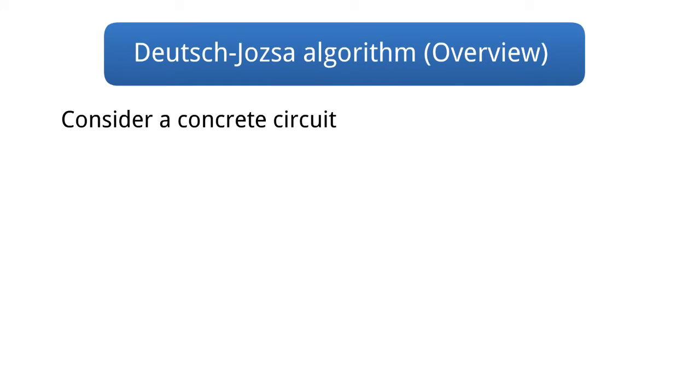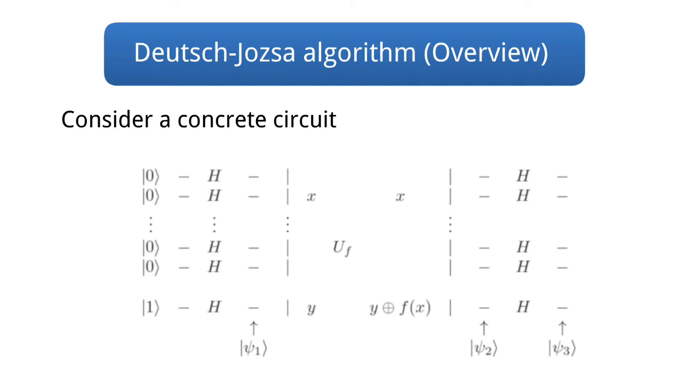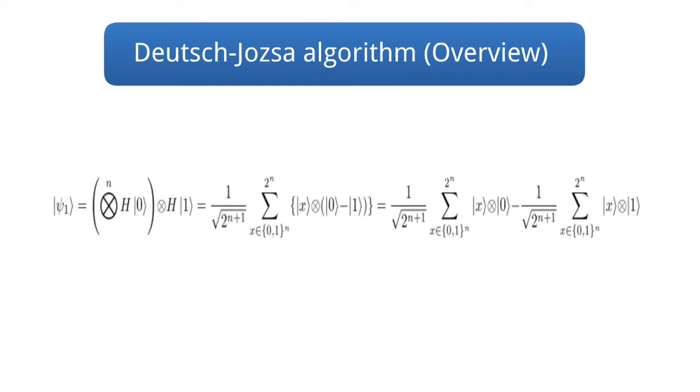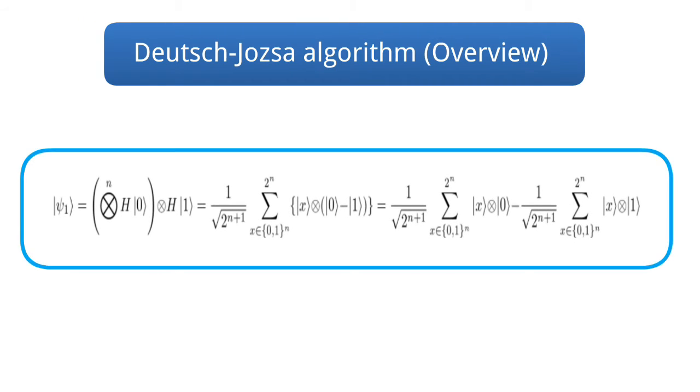Consider a concrete circuit. It is assumed that n zeros are lined up. Let's check each state. Looking at the nth bit, we can see that swapping zeros and ones changes the overall sign. Next, consider psi 2.